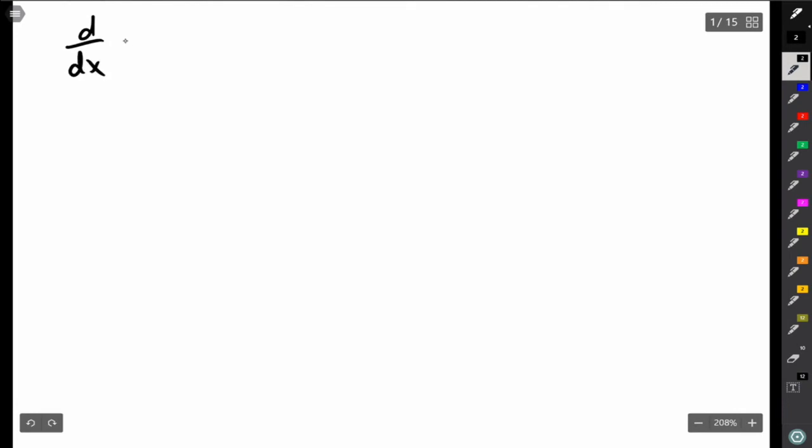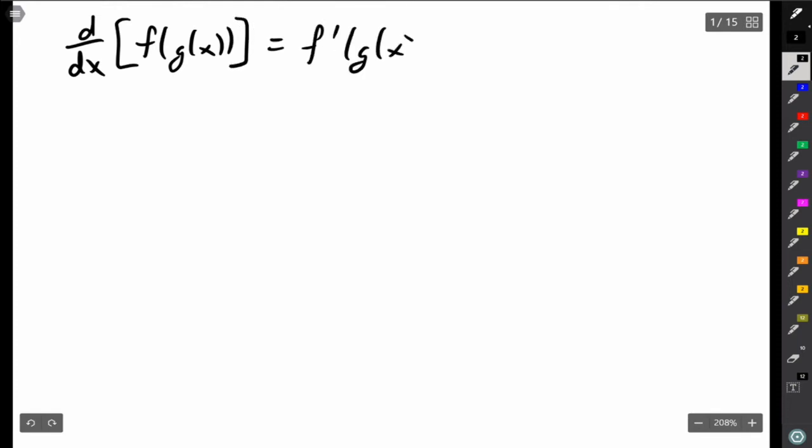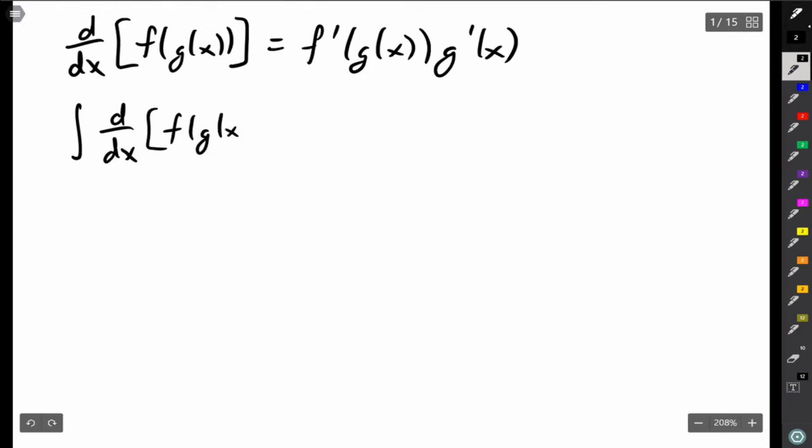Chain rule says d/dx of f of g of x is equal to f prime of g of x, g prime of x. All right? So we want to undo this derivative is what we're basically asking here. Okay? So let's look at this. What we want to do is integrate both sides of this equation here with respect to x. So integrate this and integrate this side.